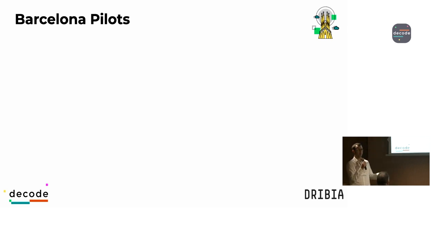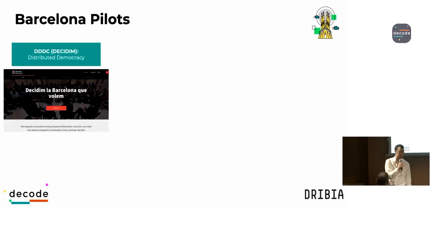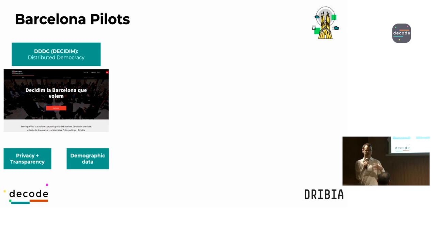So in Barcelona, we implemented three different pilots, okay? The first one is the DDDC, Digital Democracy Data Commons, in which we improve a digital participatory platform called DECIDIM, in which people can create petitions in order to create debate on political decisions in Barcelona, and we ask citizens to actually sign those petitions. So using the DECODE technology, we allowed people to sign petitions, but at the same time share some demographic data, while still remaining anonymous. And also, we improve the privacy and transparency of the whole process.